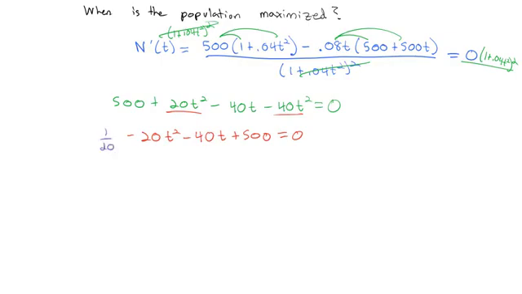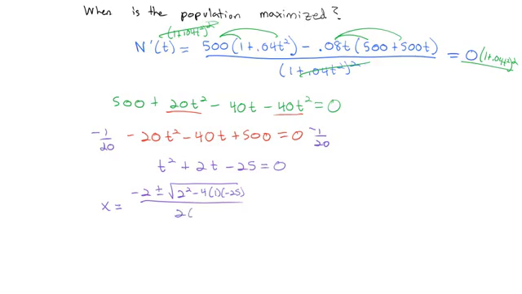So I'm going to divide both sides by 1 over 20. And actually, I'm going to make it negative just so that the squared term is positive. So that's going to end up with t squared plus 2t minus 25 equals 0. And gee, that does not factor. So we do have to use the quadratic formula, which says the opposite of b plus or minus the square root of b squared minus 4 times a times c all over 2a.